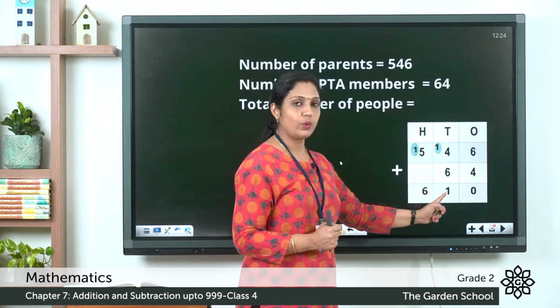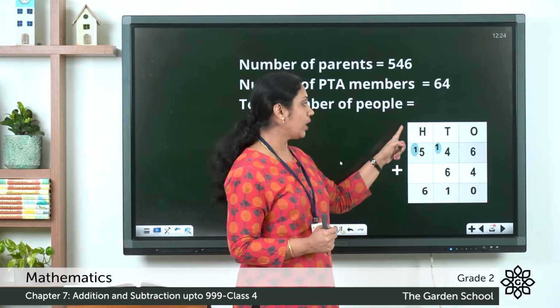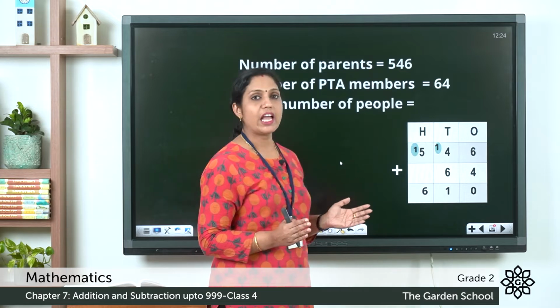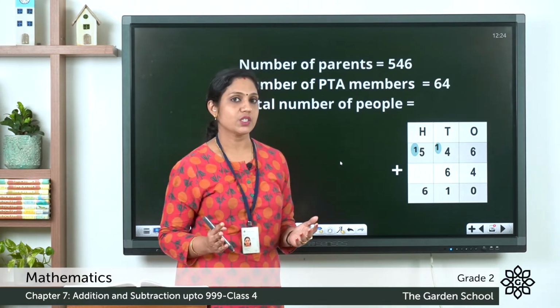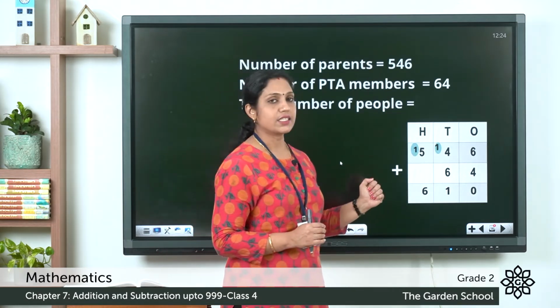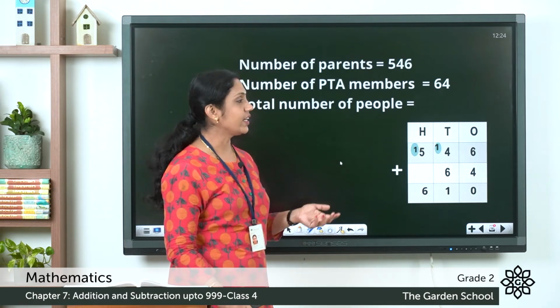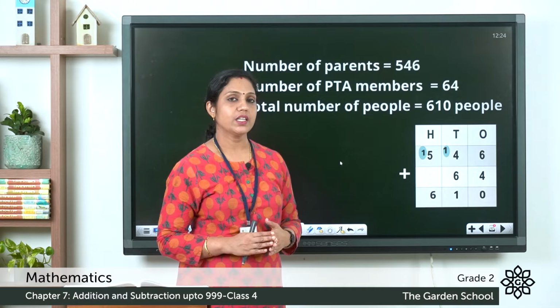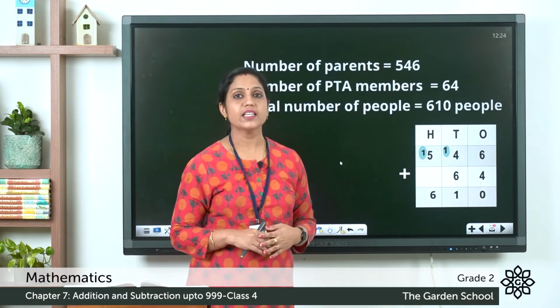So the one we wrote here in the tens place, and the other one we carried over to the hundreds place. Now in the hundreds place we have 1 plus 5. So how much is 1 plus 5? It is 6, and we got the answer 610. So the total number of people who attended the Independence Day were 610.